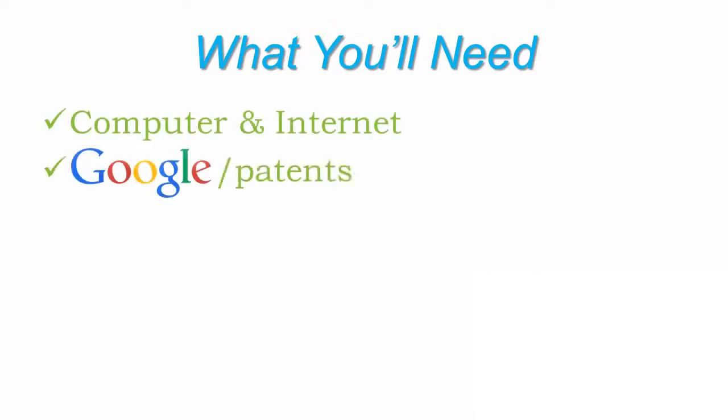Let's go over the things that you're going to need to do your search. It's actually not that complicated. Everything that we're going to be using is basically free or cheap. You are going to need a computer with an internet connection, which I trust you already have. We're going to be doing our searching using mostly Google Patents and a few other services that are online for free. So also you don't have to spend any money there.